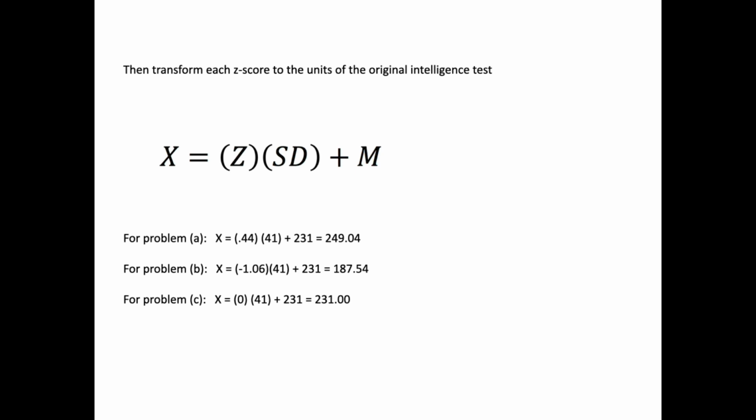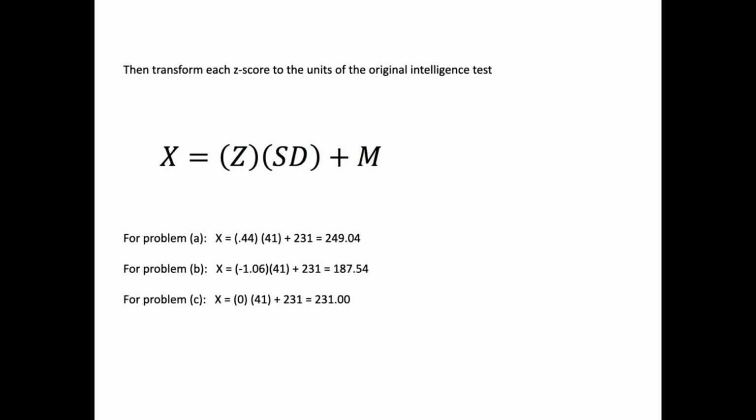Now think about that last one. It's probably the easiest one to understand. There was somebody who had average intelligence. They had 100 on the IQ test, which is the mean on the IQ test. So that would mean that on this new original test that's been invented, they would also have the mean, and the mean here was 231. So that's why their IQ of 100 converts to 231 on this new test.